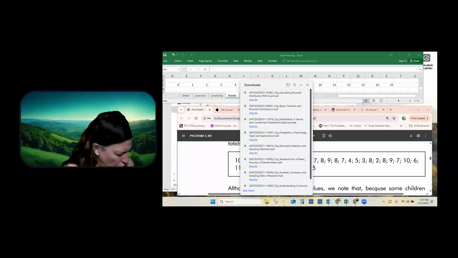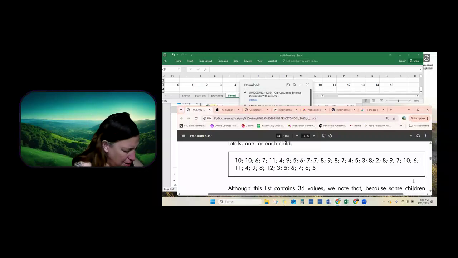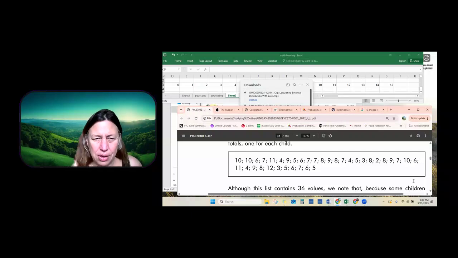Okay, so now we are on page 46 of the textbook, and we're looking at the total for 36 children remembering up to 15 words, okay? And we've got this list here of 36 values.